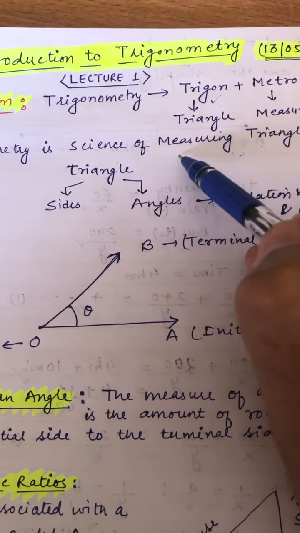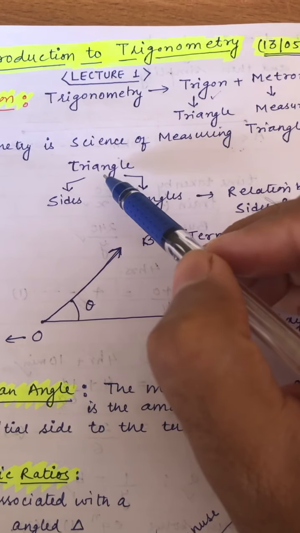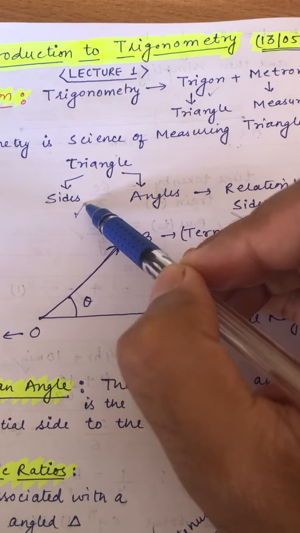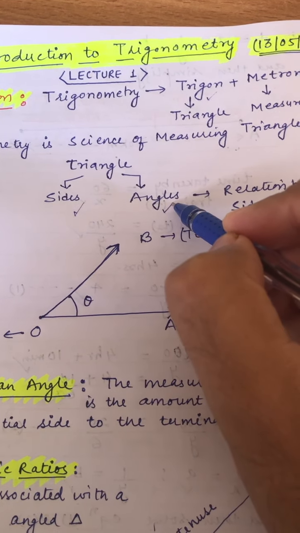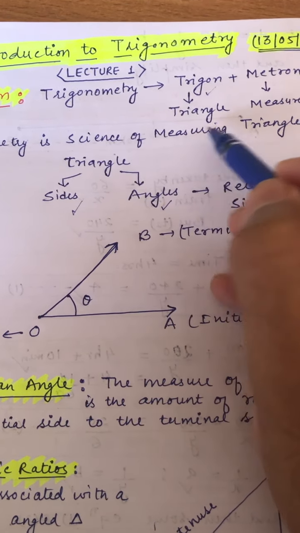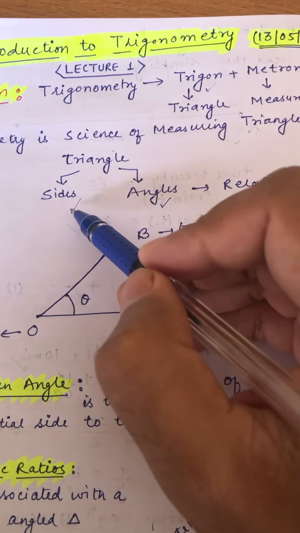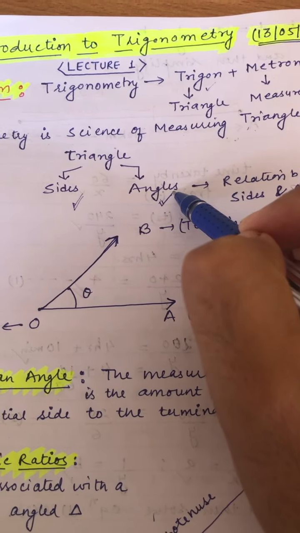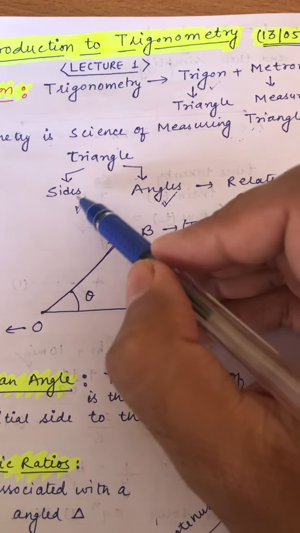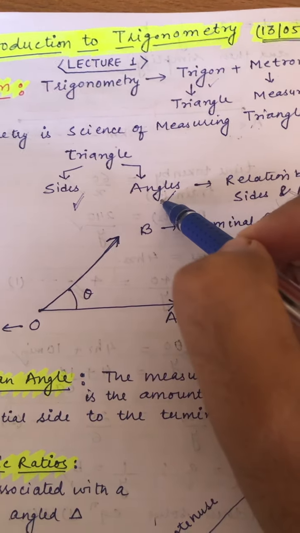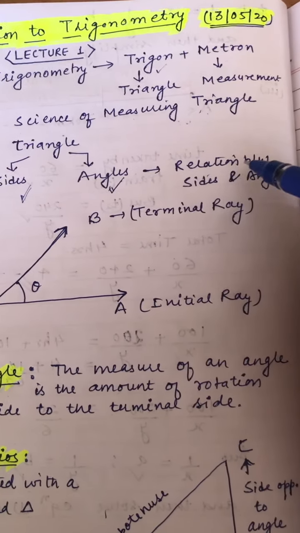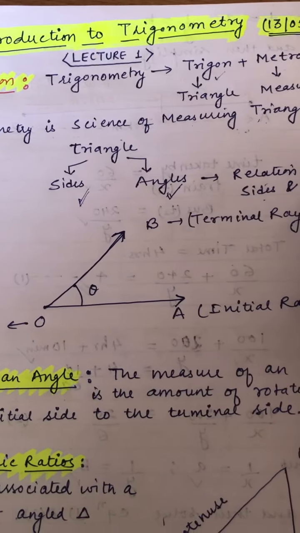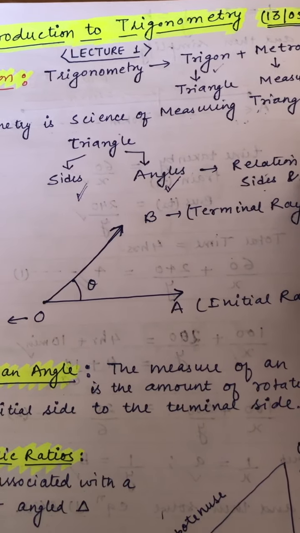Now when I say measuring a triangle, again triangle itself consists of two parts. One, the sides of the triangle, and second, the angles of a triangle. That means when we say measuring triangle, we mean measuring its sides and measuring its angles. So in trigonometry, we'll study about the measurements of sides and angles, and we'll derive a relation between the sides and the angles. Now first we'll study about angle, how an angle is formed.